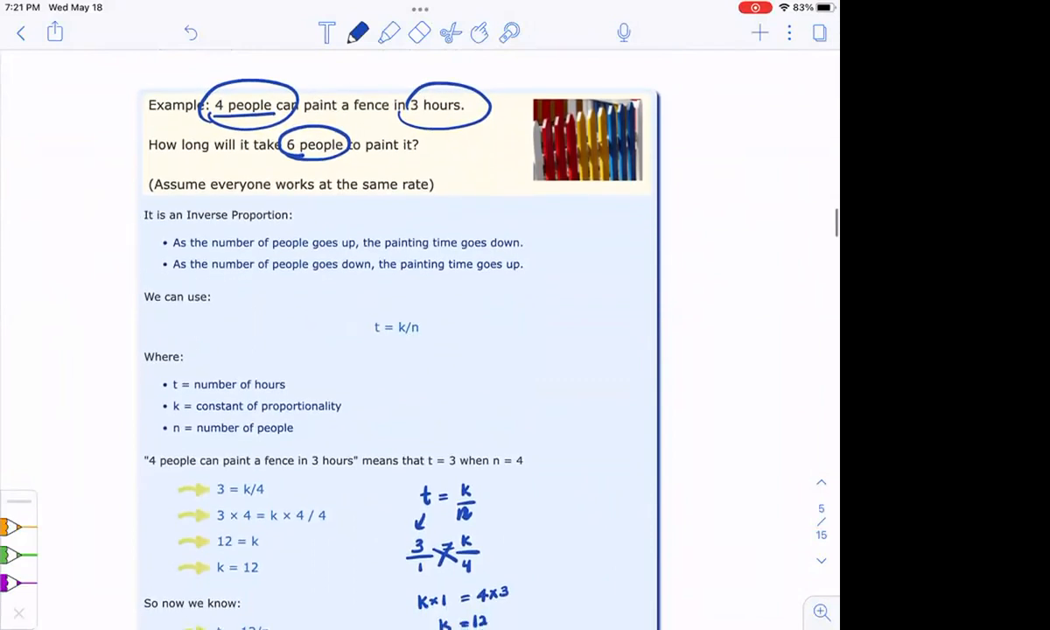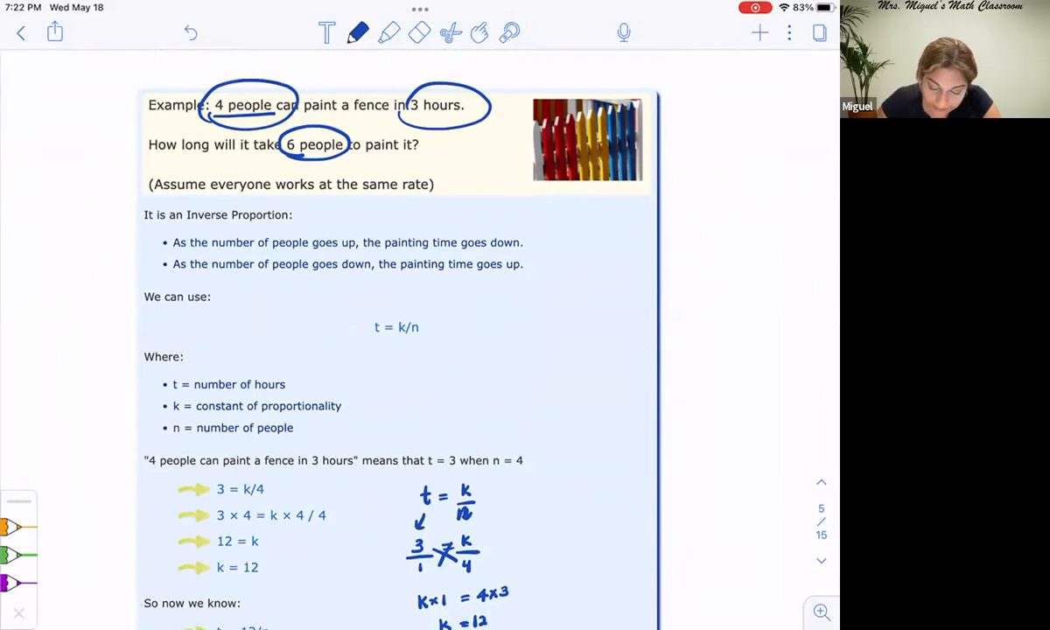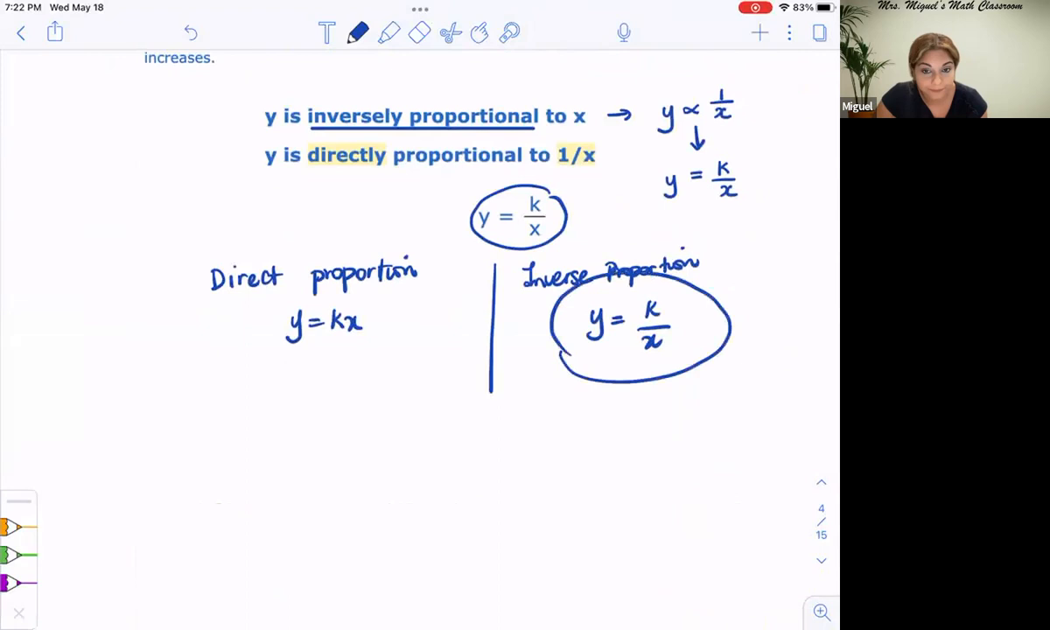Yes. So let's go through it again. We have 2 variables, time and N. T is how long, and N is the people. So we know that it's inverse proportion. So T is equal to K over N. We already established that from here, right?